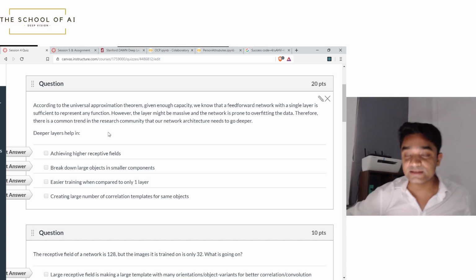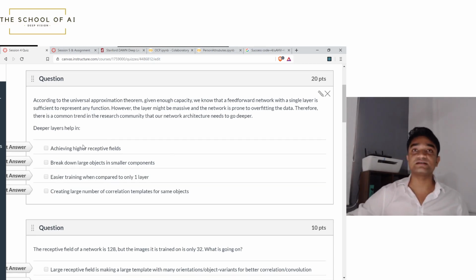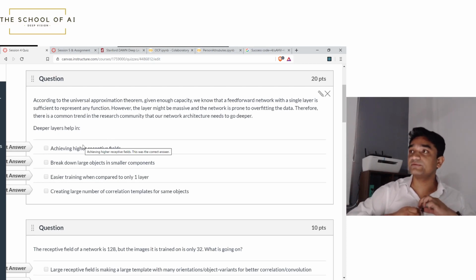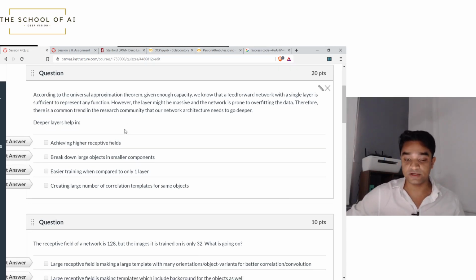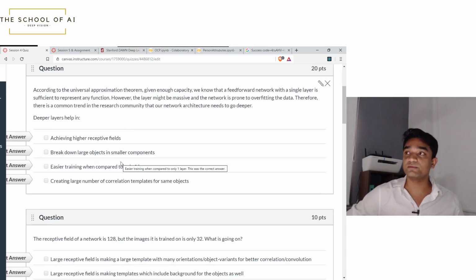Now, deeper layers actually help us in achieving a high receptive field. We discussed that part, and we saw that if we increase the receptive field, we can actually start making templates for some of the objects, and that can allow us to match one object with multiple templates. We can break down our objects into smaller components. That is actually much more crucial for us. It is easier to train when compared to only one layer.